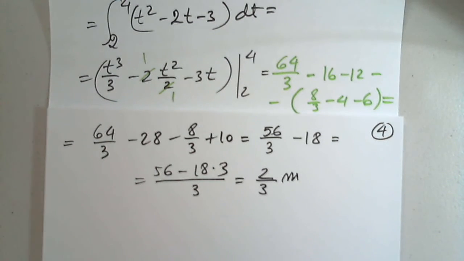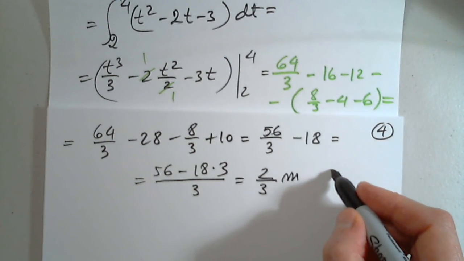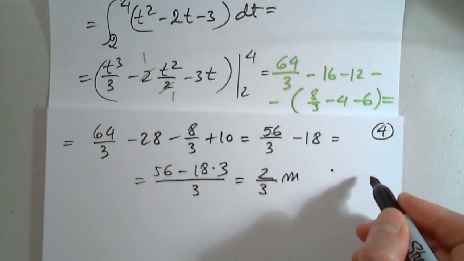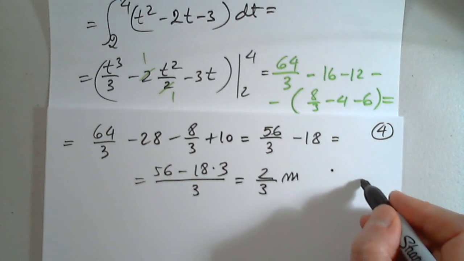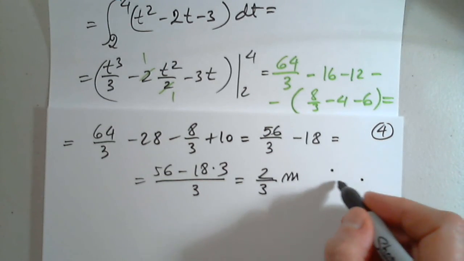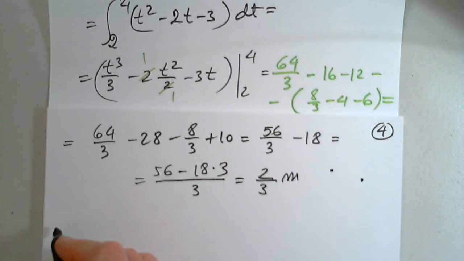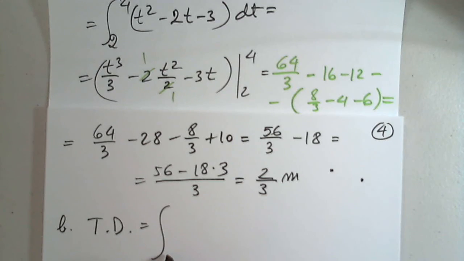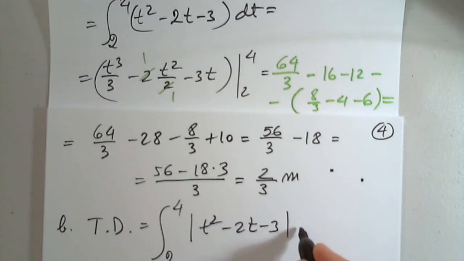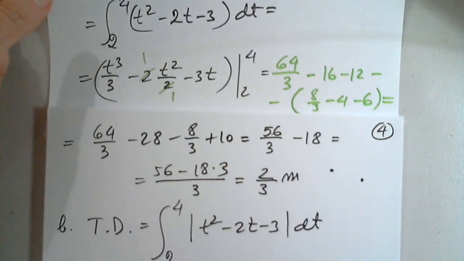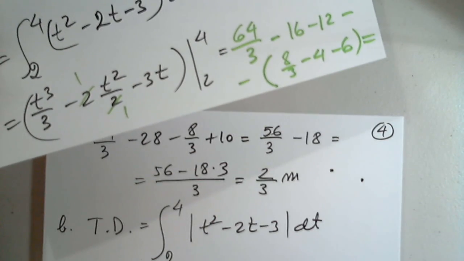Now the total distance. In other words, it started here and it will end in 4 seconds, 2/3 of a meter positive to this side. So this is the displacement from 2 seconds to 4 seconds. Now, part B, the total distance. That is a different story. So from 2 to 4, the integral of the absolute value of t squared minus 2t minus 3 dt, which requires, oops, I passed 22 minutes.